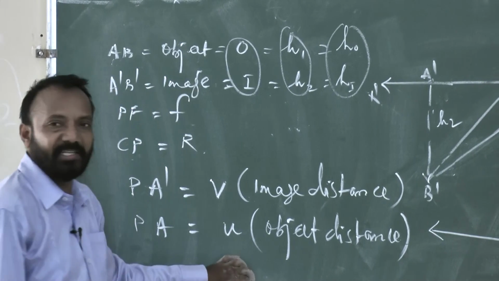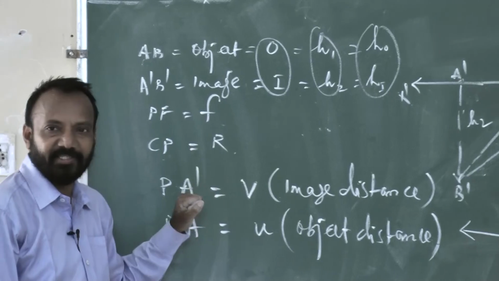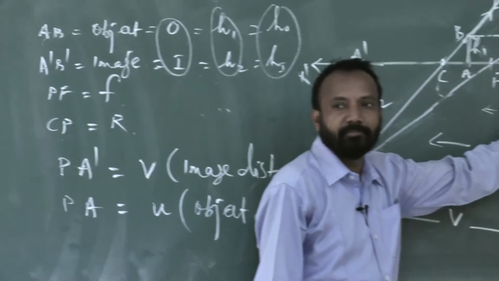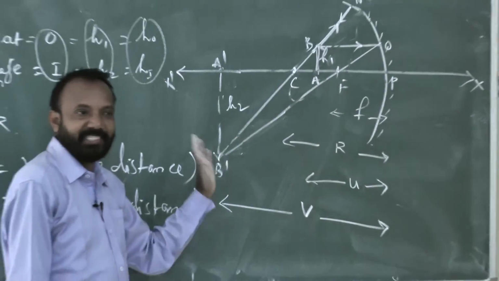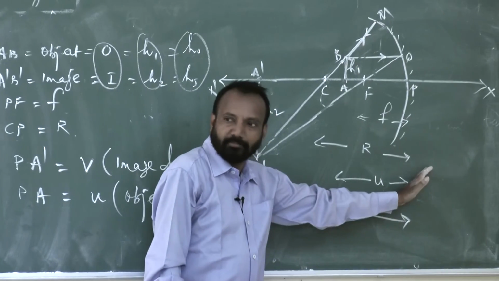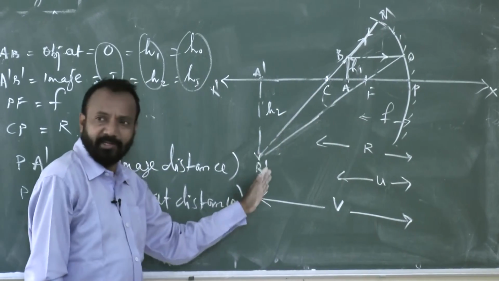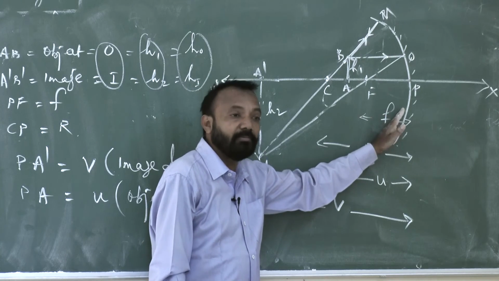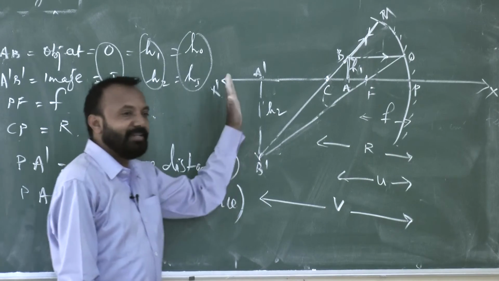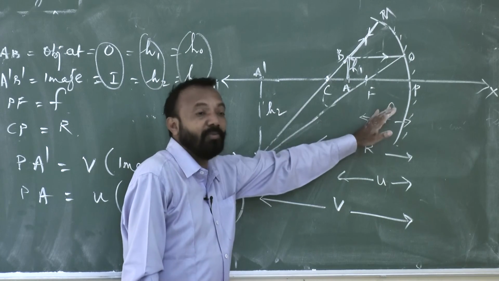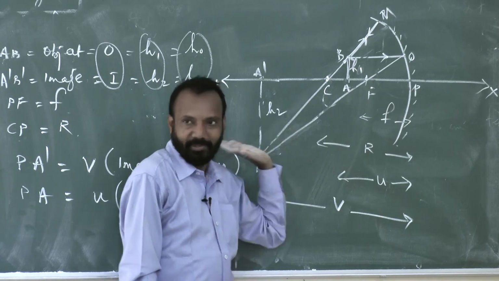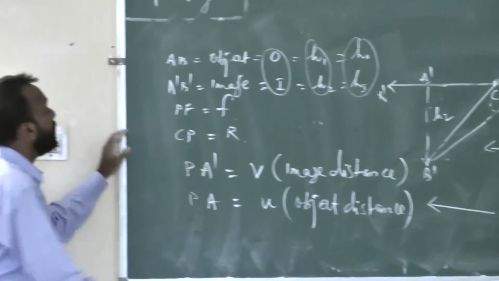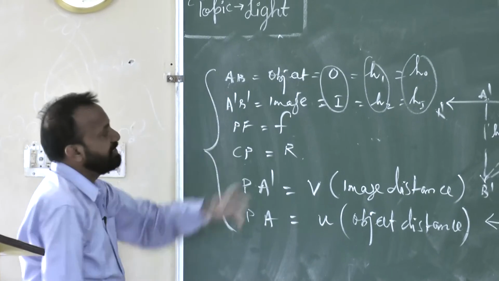Now you see U, V, F. U for object distance, V for image distance. Object distance is the distance between the object and the mirror. Image distance is the distance between the image and the mirror. Focal length is the distance between the focus and the pole of the mirror. Radius of curvature is the distance between the center of curvature and the pole of the mirror. Right? So all these symbols you should remember, and how to represent them in the diagram.